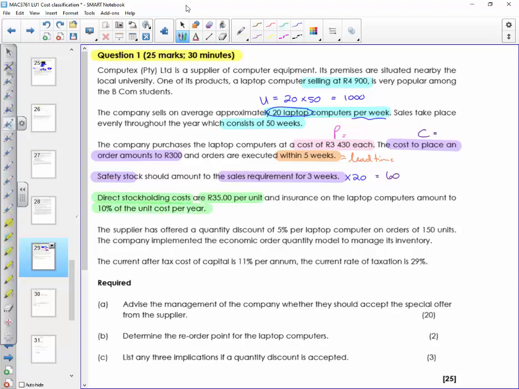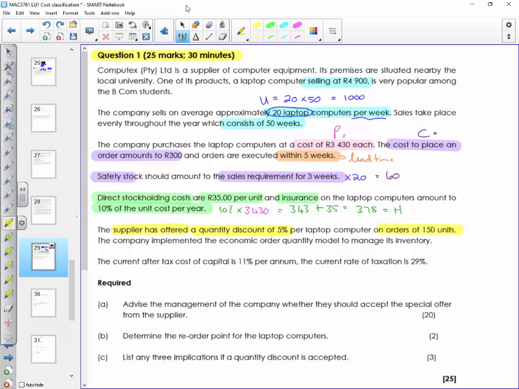The direct holding costs are 35 Rand per unit and insurance amounts to 10% of the unit cost per year. So 10% of the unit cost of 3,430 gives you the insurance cost, which is 343 Rand, plus the holding costs of 35. 343 plus 35 gives you 378 Rand, which is your holding costs. We still don't have an interest rate. Do not confuse the 10% insurance with interest.